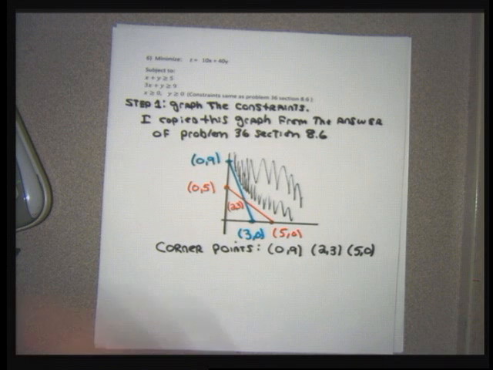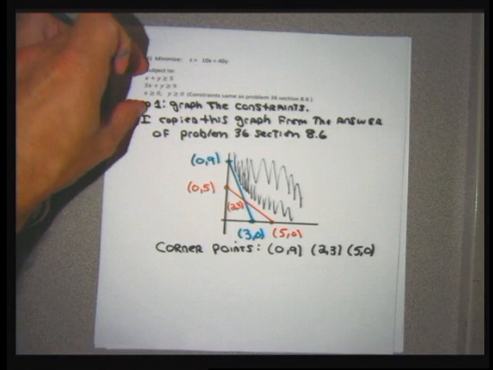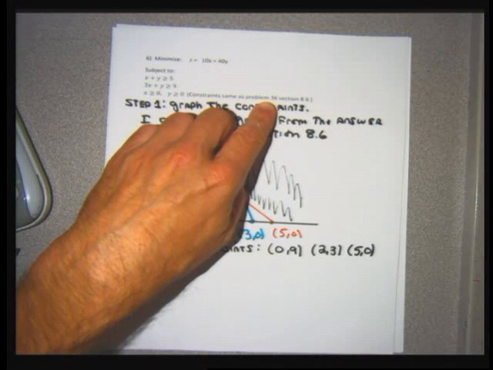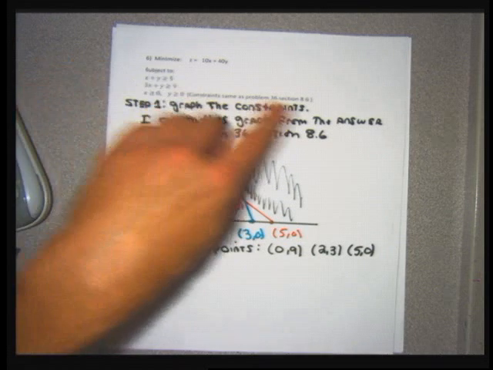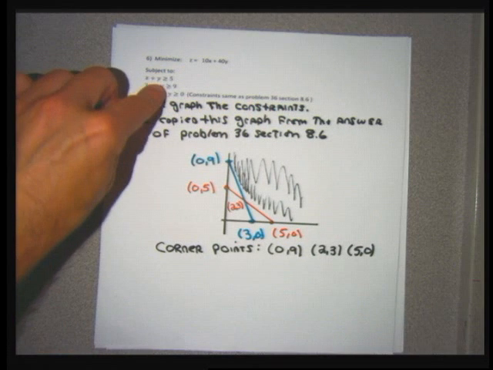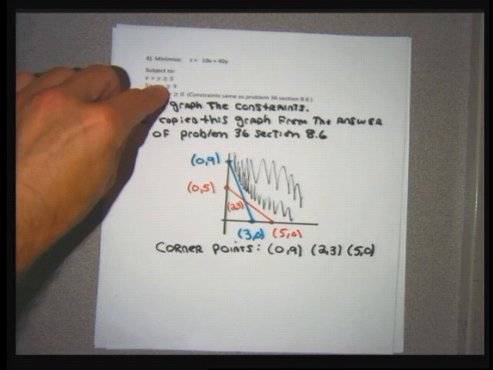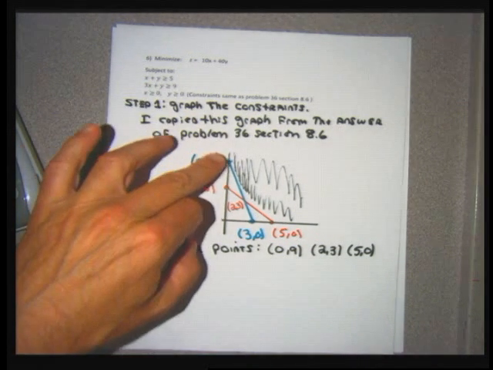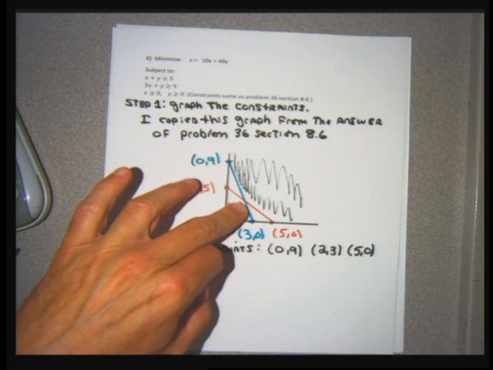So same deal here. The constraint equations were the same as problem 36, section 8.6. On a few of the problems in section 8.6, you didn't have the or equal tos, and I changed some greater thans to greater than or equal tos and some less thans to less than or equal tos, because in linear programming, the endpoints have to be part of the solution, potential solution. So there's a subtle difference where on my graph I might have a dashed line as opposed to the solid lines that I have here.